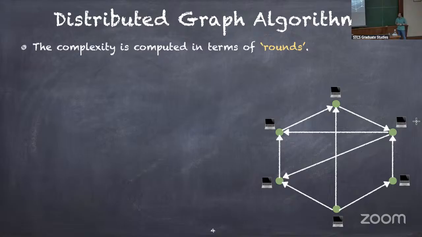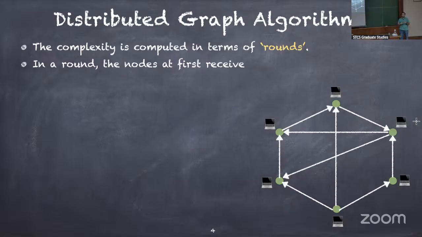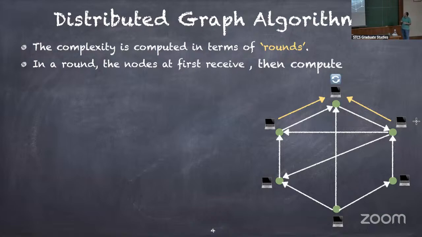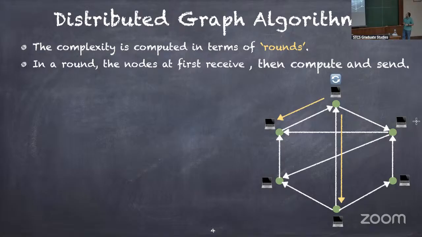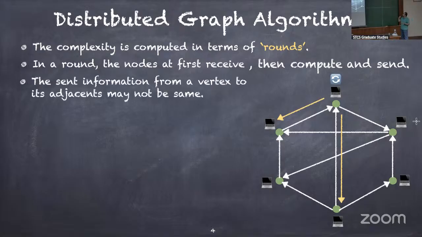The complexity here is computed in terms of rounds. In a round, a node first receives data from its neighbors. Suppose we are talking about the topmost vertex: it receives data from some of its neighbors, then it computes, and then it sends some data. In one round, all three things can happen. It may choose which vertices to send information to, and the information need not be the same for all adjacent vertices. It may choose to send this data to this vertex, and that data to that vertex.